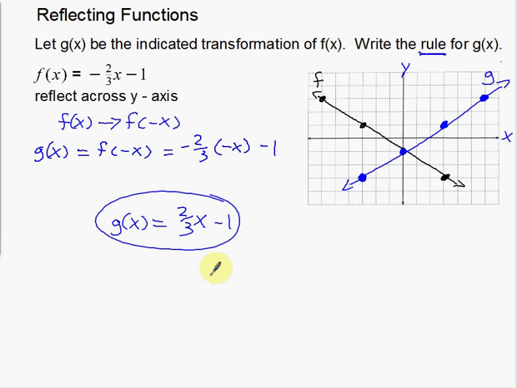All right, those are my two examples of going over reflecting functions. Now notice I used the same function, and I just reflected it differently each time, but that kind of gives you a way to compare and contrast the different ways of reflecting across either the x-axis or the y-axis.